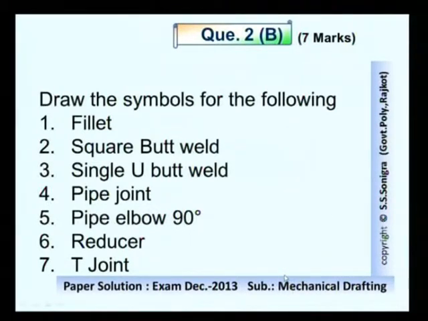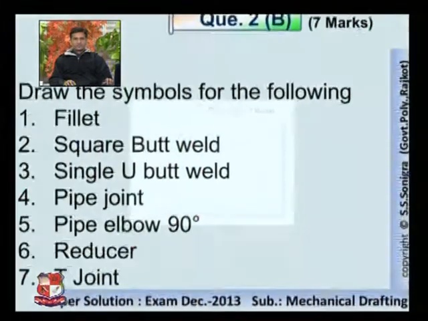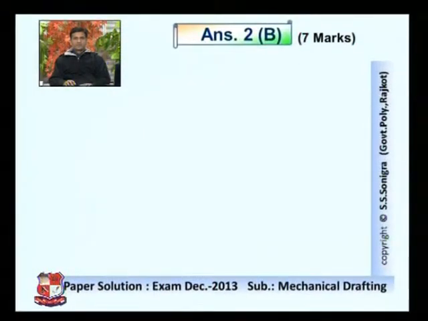The question is given as: draw the symbols for the following: the first, fillet, square butt weld, single U butt weld, pipe joint, pipe elbow 90 degree, reducer and a T joint. So first, that is fillet.